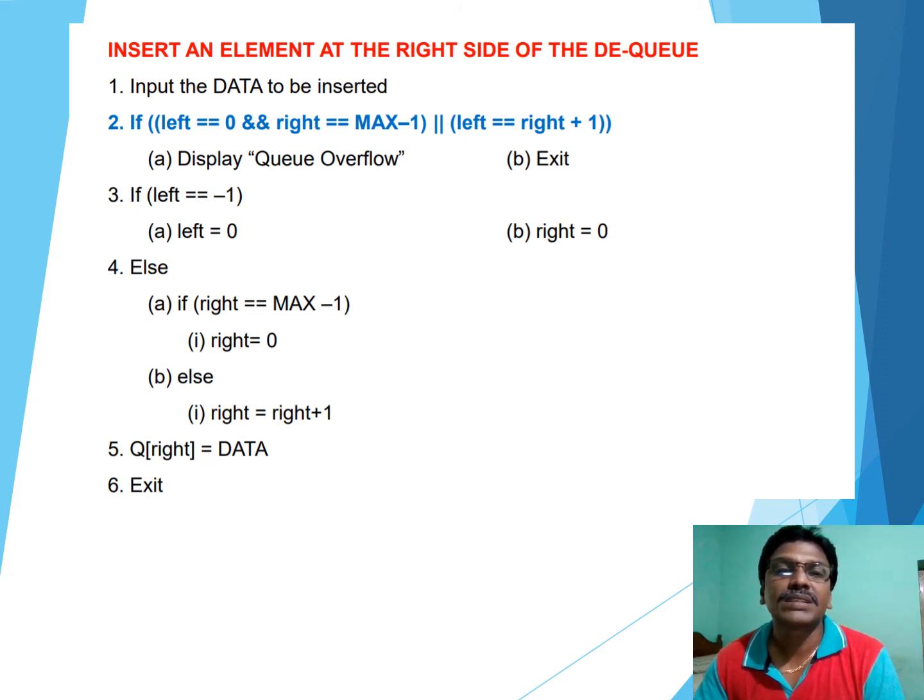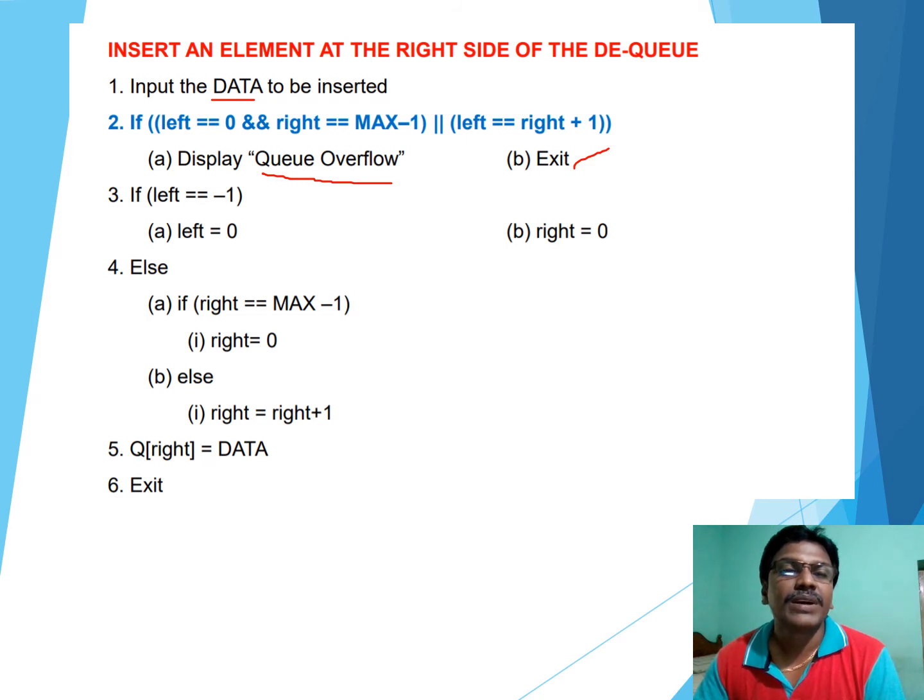Because insertion is based on the data, first check: left equal to 0 and right equal to maximum minus 1, which means the size of the queue minus 1, or left equal to right plus 1. It means the queue is overflow, the queue is full. So simply exit.